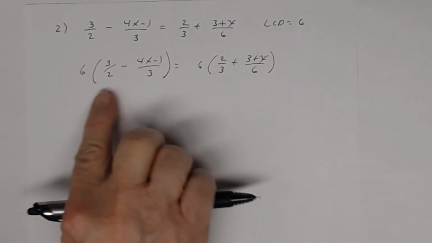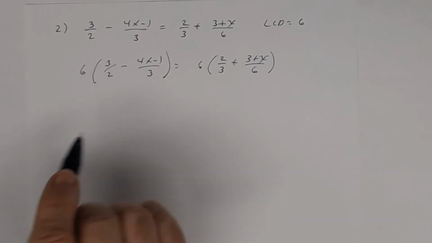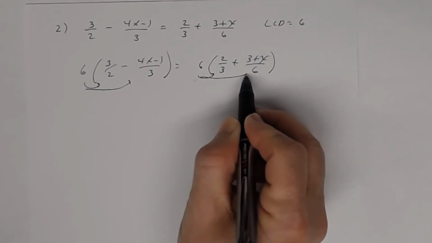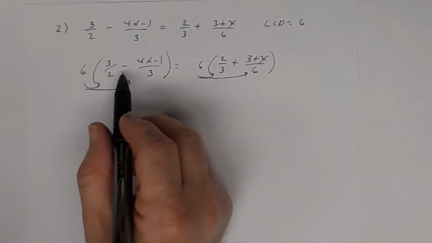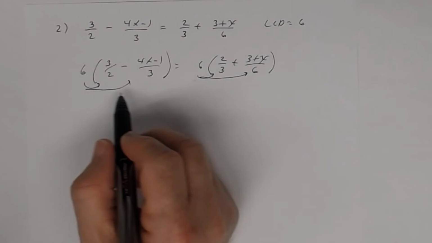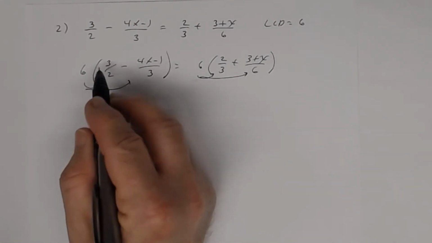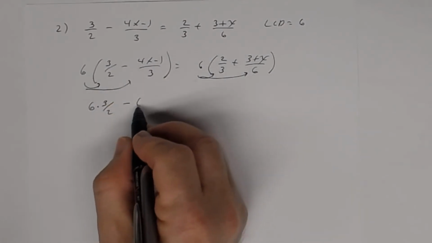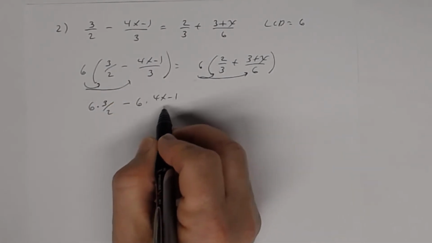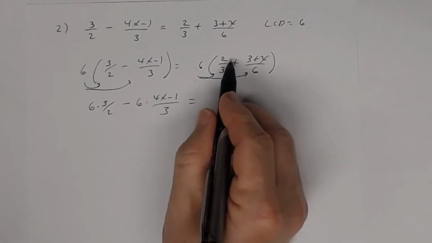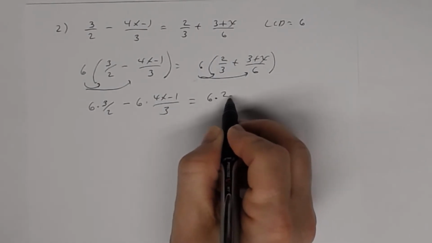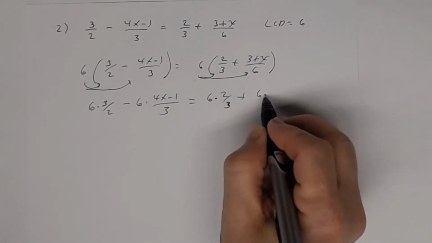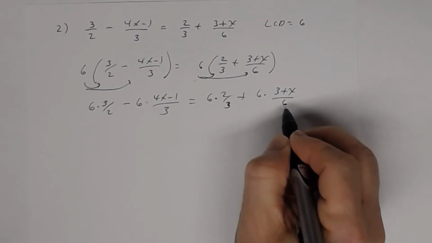Now I've introduced some parentheses, right? So I've got to now get rid of those parentheses, and that's the distributive property. So I'm going to distribute both sides. I'm going to distribute the 6 to both of these terms. And so I get 6 times 3/2 minus 6 times this fraction, (4x minus 1)/3, equal, and then 6 times 2/3 plus, 6 times this fraction, so 6 times (3 plus x)/6.